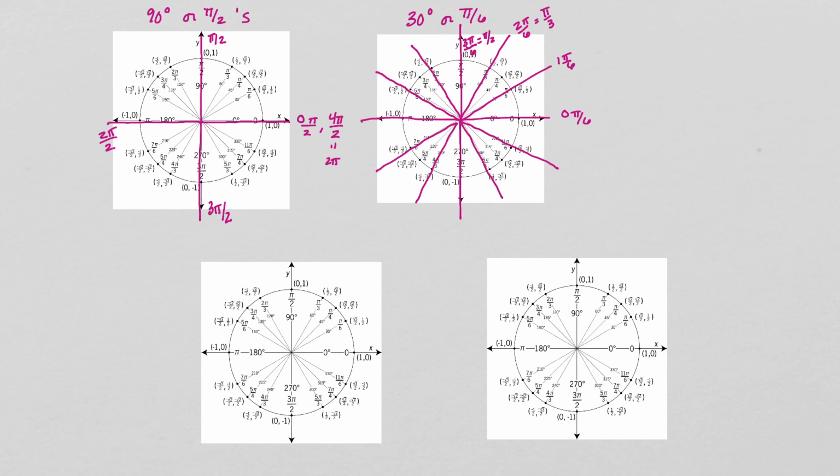And you might go, why do we care about this? Well, I'm going to do a problem here in a second that we're going to care about it. I could do the same with the 45 degrees or the pi over 4s. So again, 0 pi over 4s. Here's 1 pi over 4. Here's 2 pi over 4s. Here's 3 pi over 4s. 4 pi over 4s. 5 pi over 4s. 6 pi over 4s. 7 pi over 4s. 8 pi over 4s.